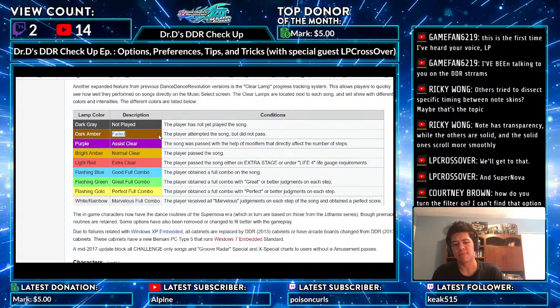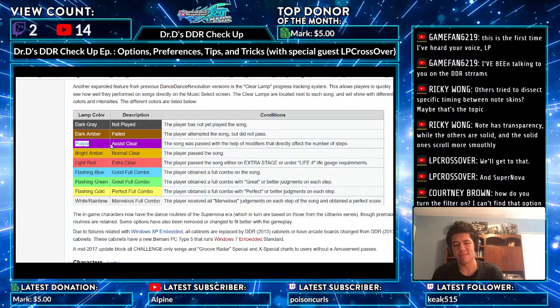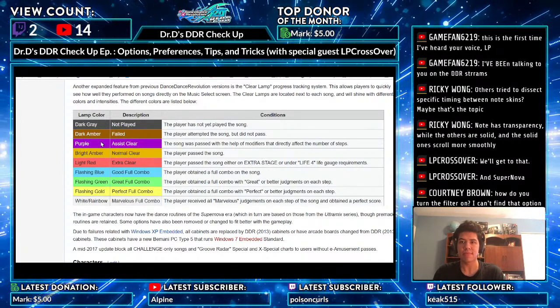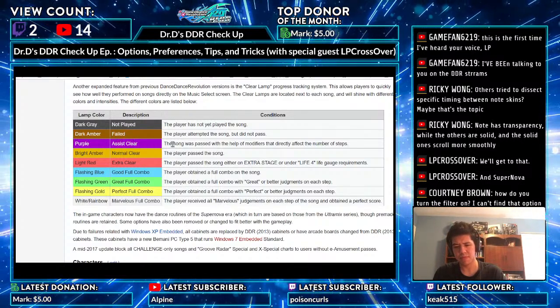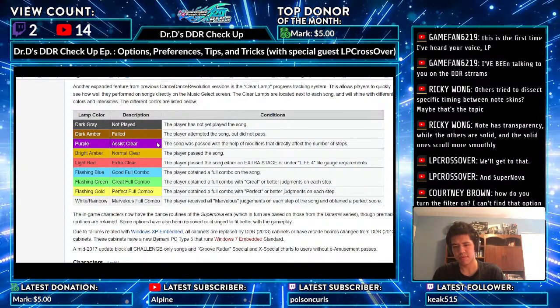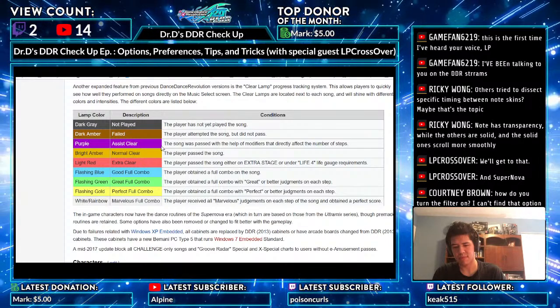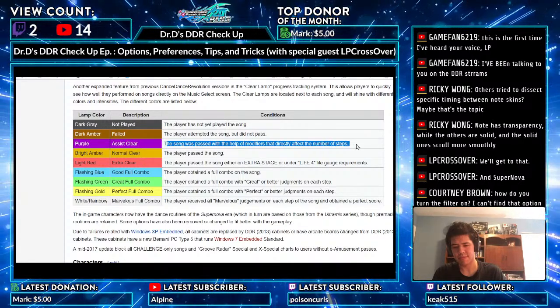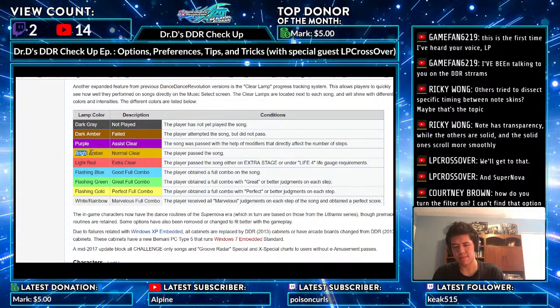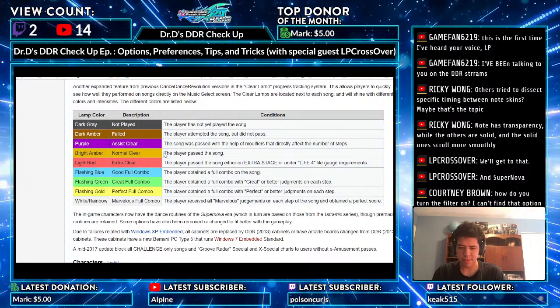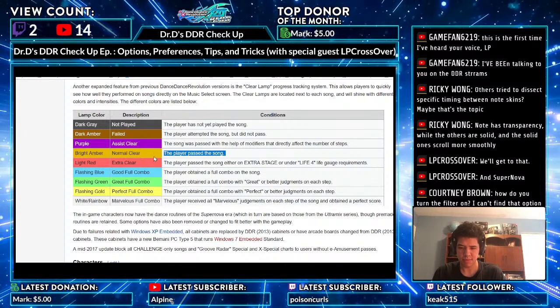You failed it. Moving on, and this is what Pie Guy was alluding to, the assist clear. You don't see this too often, but if you see anyone with a purple lamp, it means they used either cut 1, 2, jumps off, or freeze off. If you pass it, you will get a purple lamp. Bright amber, or maybe orange, would just mean it's the normal clear. You passed the song. Congratulations.